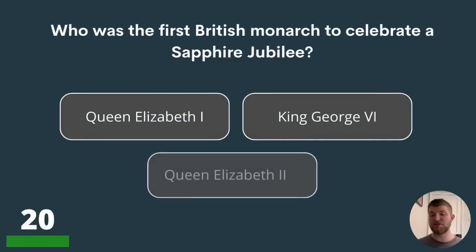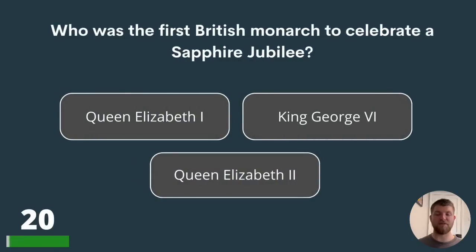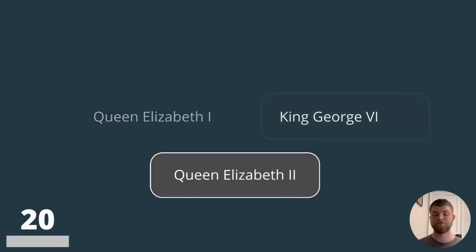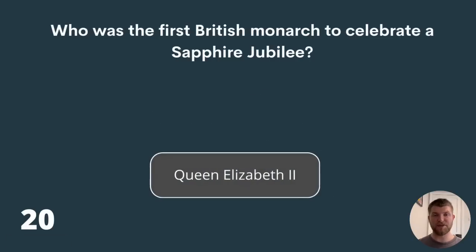20. Who was the first British monarch to celebrate a Sapphire Jubilee? Queen Elizabeth I, George VI, or Queen Elizabeth II? The answer is Queen Elizabeth II.